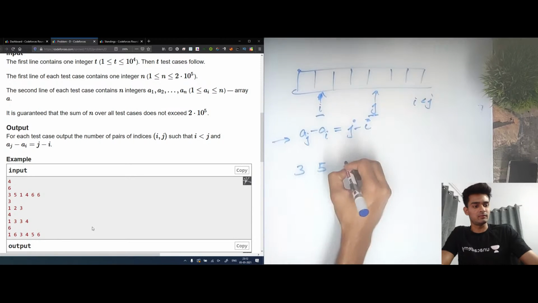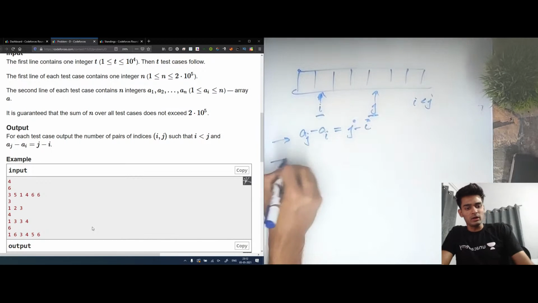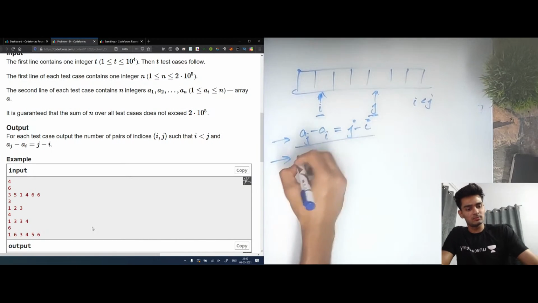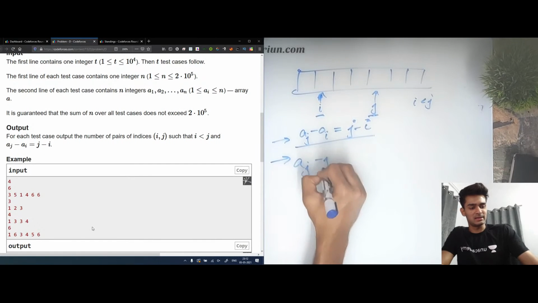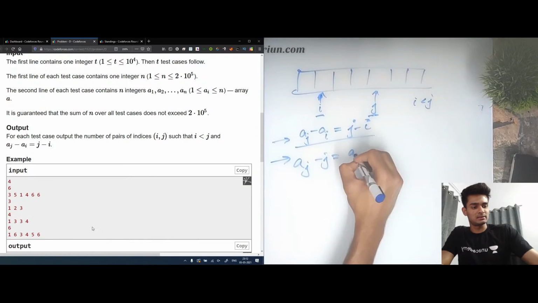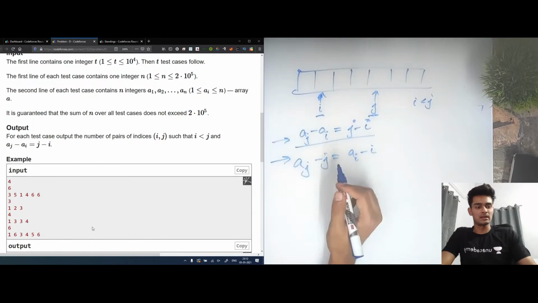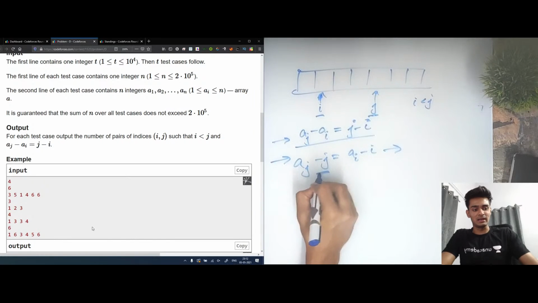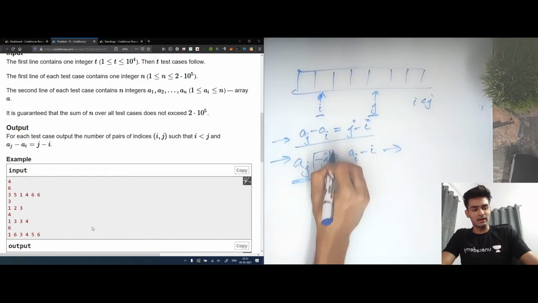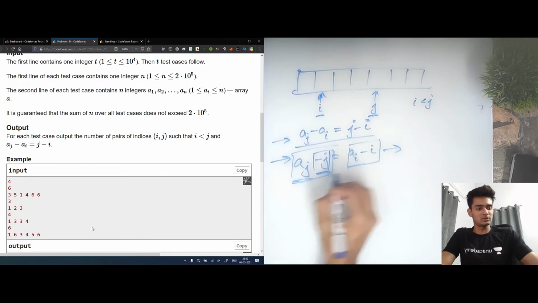We have 3, 5, 1. What I'm going to do is change this equation to aj minus j equals ai minus i. All I did was change the indexes to the other side. So basically what this tells us is that if I decrease the index value from the value, then this value should be equal to some other value as well. So actually this is the solution only.